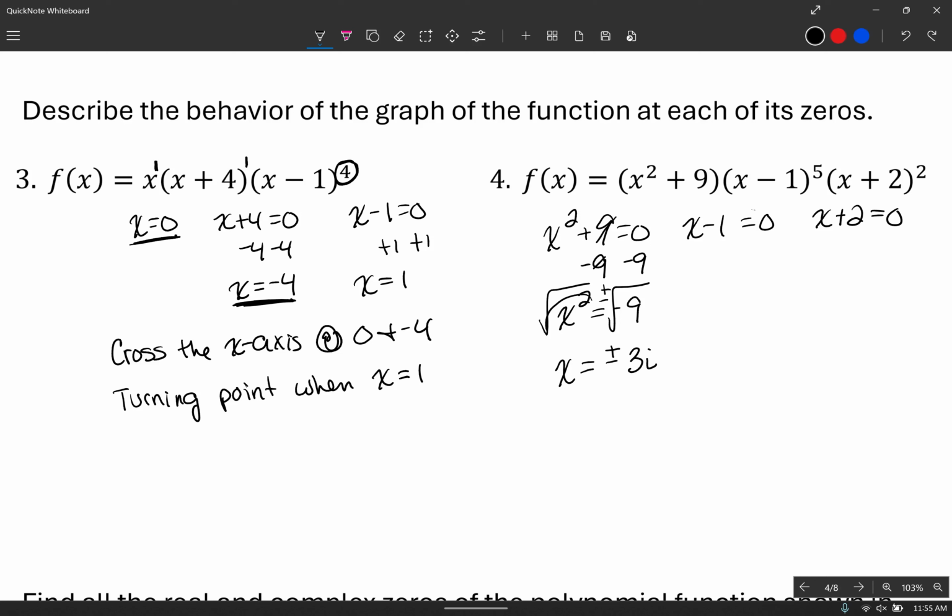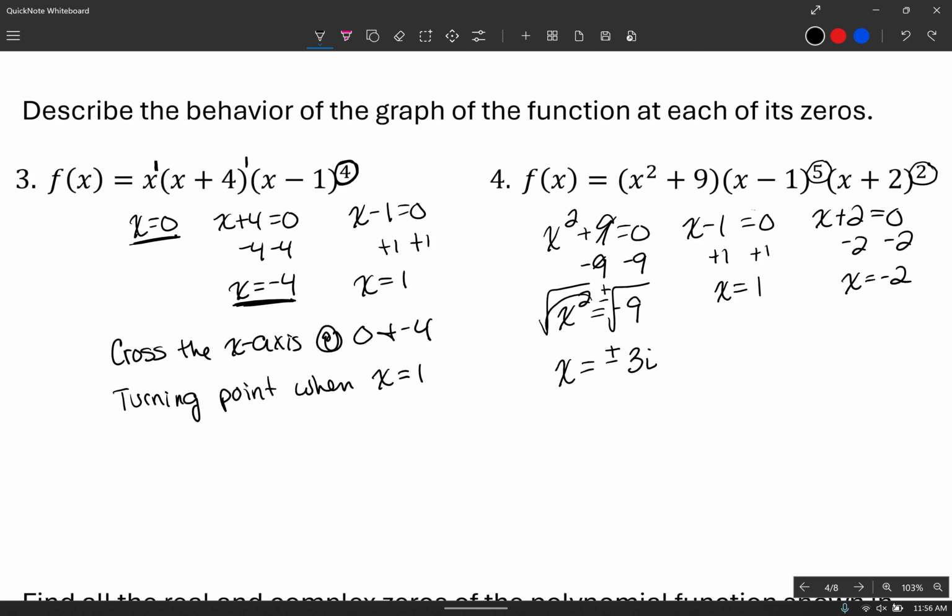So I get 3i. When I have an imaginary zero, that means it doesn't cross the x-axis. So there's no behavior for me to even talk about when it comes to an imaginary zero because it doesn't cross the x-axis. So that one we're just going to ignore. And then we have x equals 1 and x equals -2. So I'm not really paying attention to the x squared plus 9, so we're going to ignore that. The x minus 1 has a multiplicity of 5, so that's odd. The x plus 2 has a multiplicity of 2, that's even.